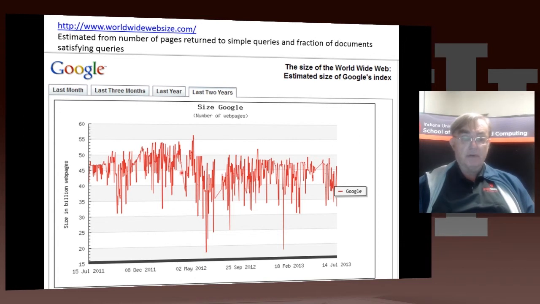There's a few glitches here. That's when this particular site did not measure the size of the web. They had some gaps in their measurement. Maybe their computer went down.